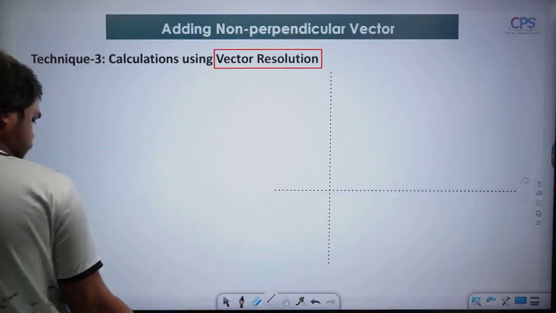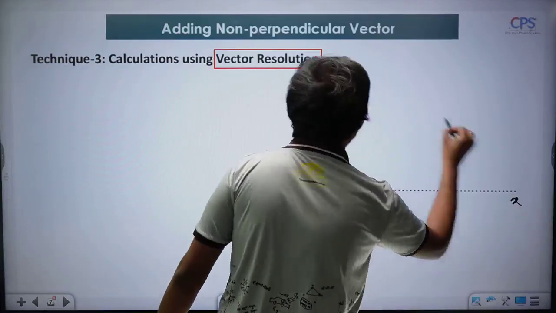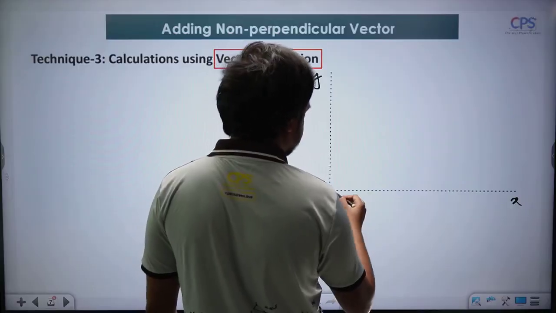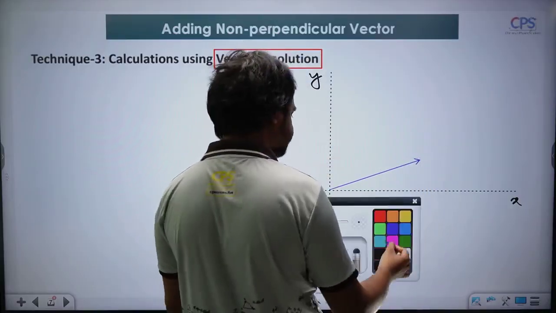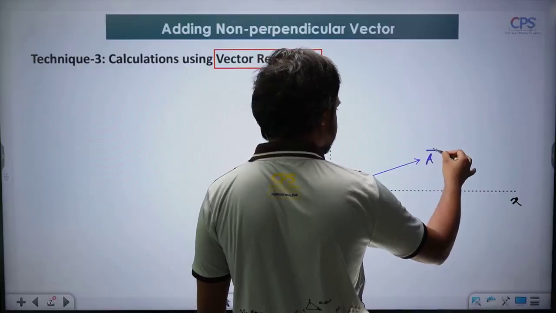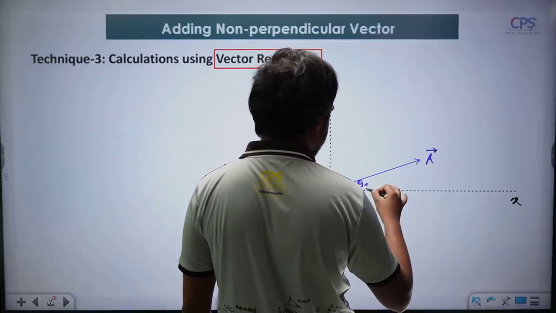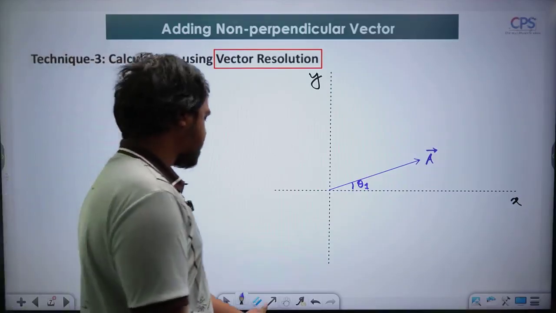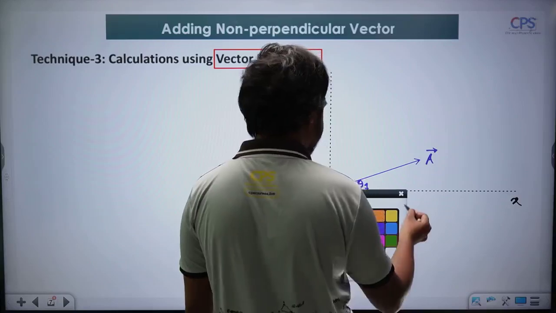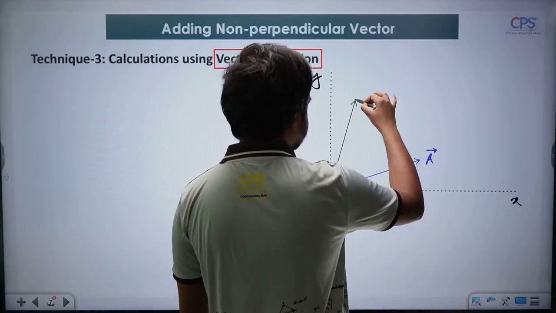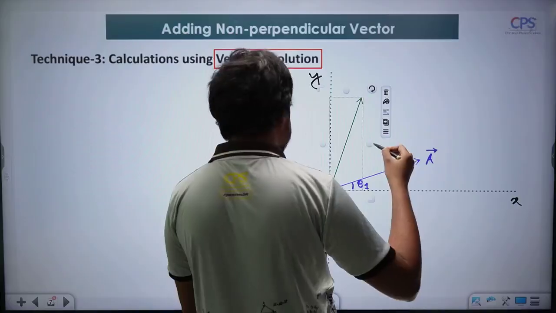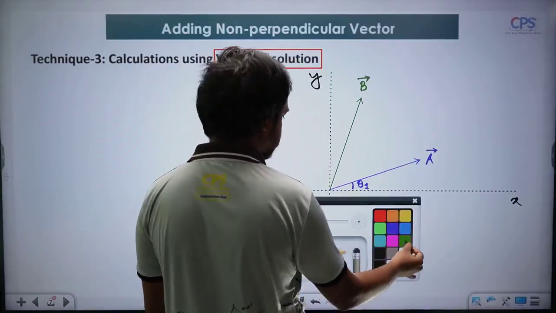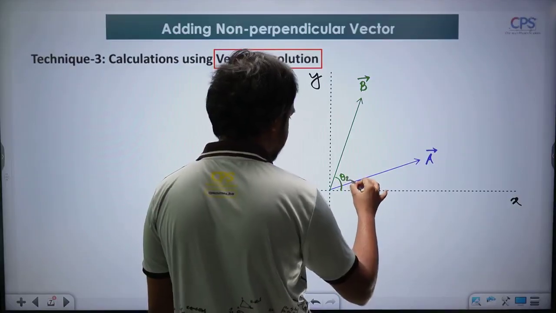There are two axes. This is the x axis and this is the y axis. Then you need to carry out the resultant of two vectors, let's say this is A vector, and this one has an angle of theta 1 with the x axis, and you need to carry out the resultant of A and B. Let's say this is B vector, and this one has an angle of theta 2 with the x axis.